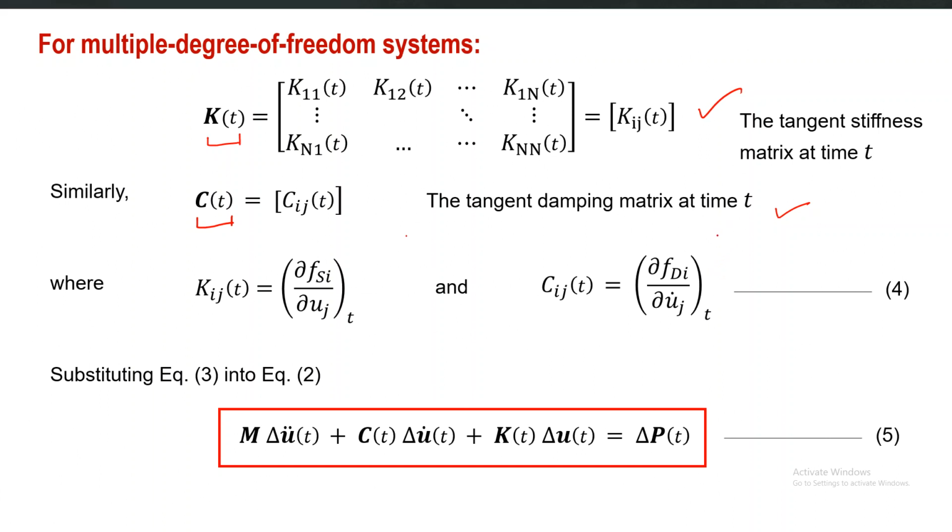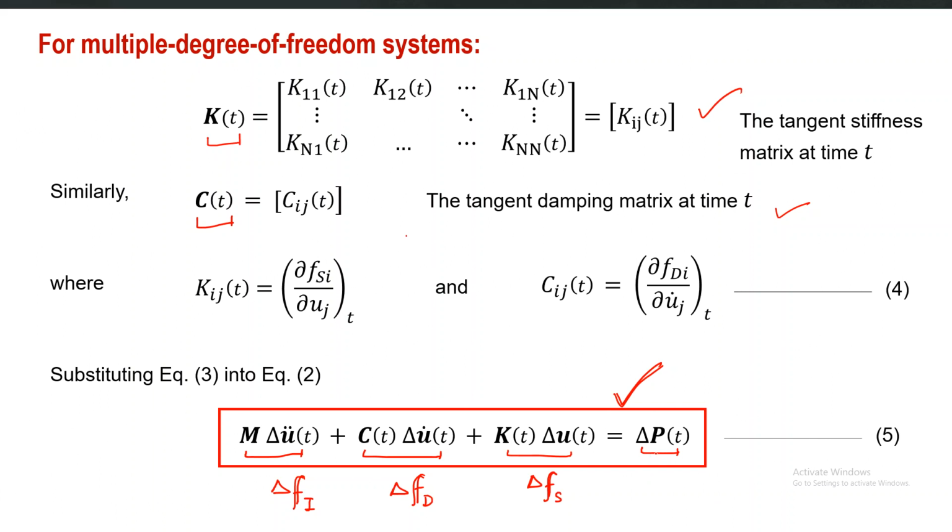So using the same analogy as for single degree of freedom systems, we can also write the incremental form of the governing equation of motion as this equation 5. This term is in fact the delta Fi vector, this term is the delta Fd vector, this term is the delta Fs vector, and this is the delta P of t, which is the change in the applied forces.